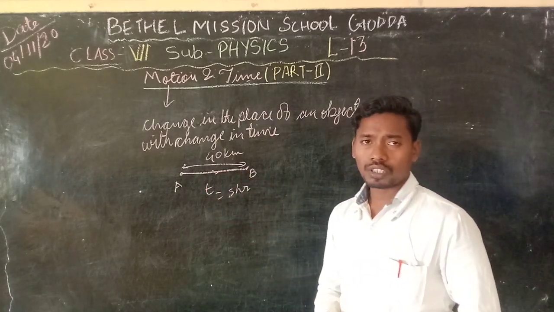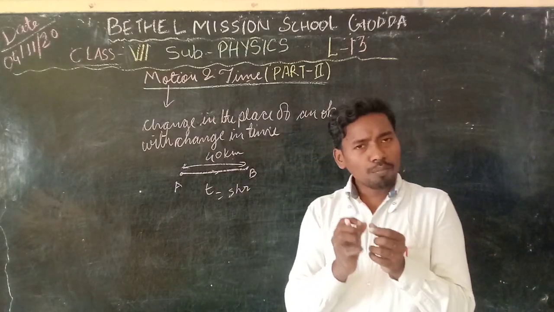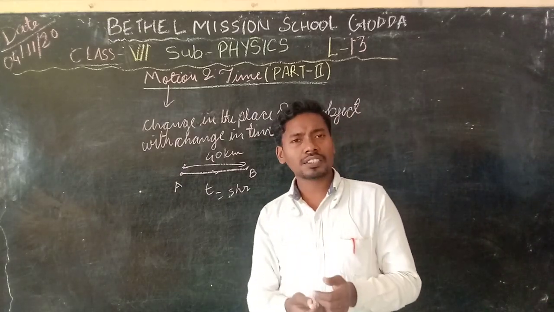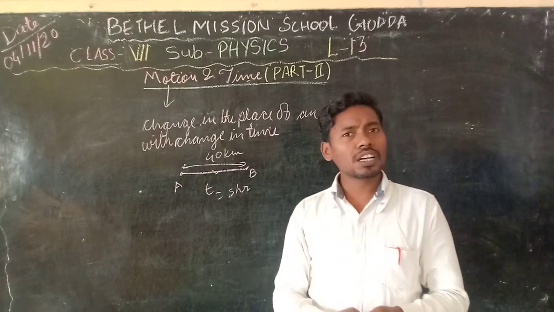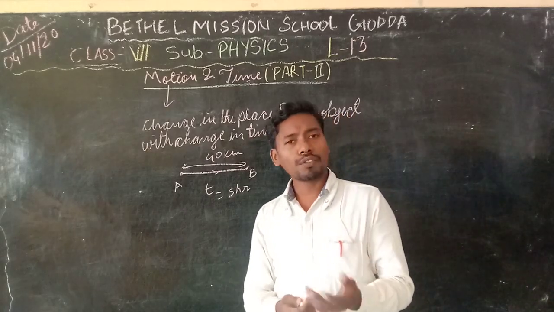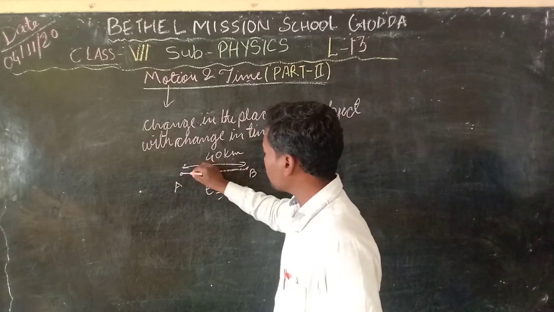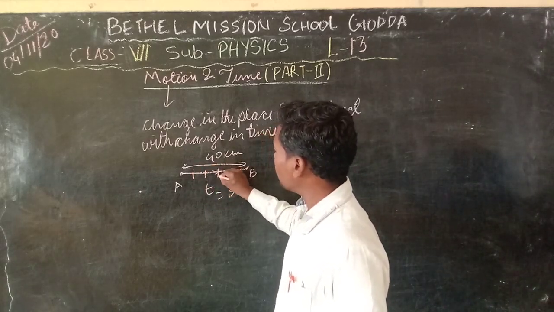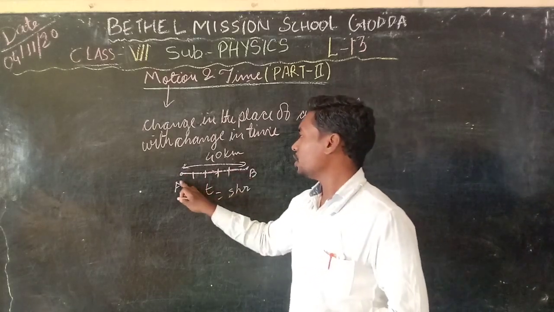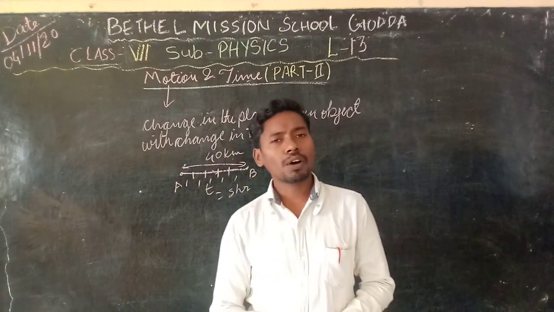It might have moved a certain distance in the first hour, a certain distance in the second hour, and a certain distance in the third, the fourth, as well as the fifth hour. So this whole motion from A to B might have been divided into 5 parts, 1, 2, 3, 4, and 5, each part traveled in 1 hour.